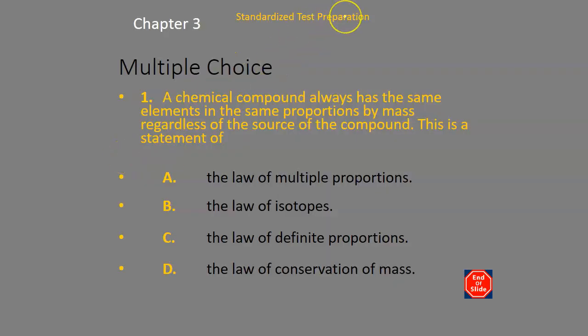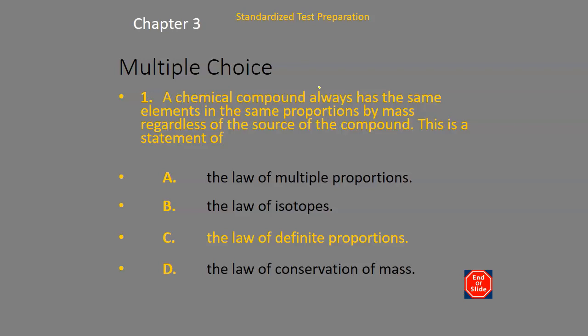So a chemical compound always has the same elements in the same proportions by mass, regardless of the source of the compound. Which law does that represent? Yes, law of definite proportions. Good. So that answer is C, and it highlights it for you.